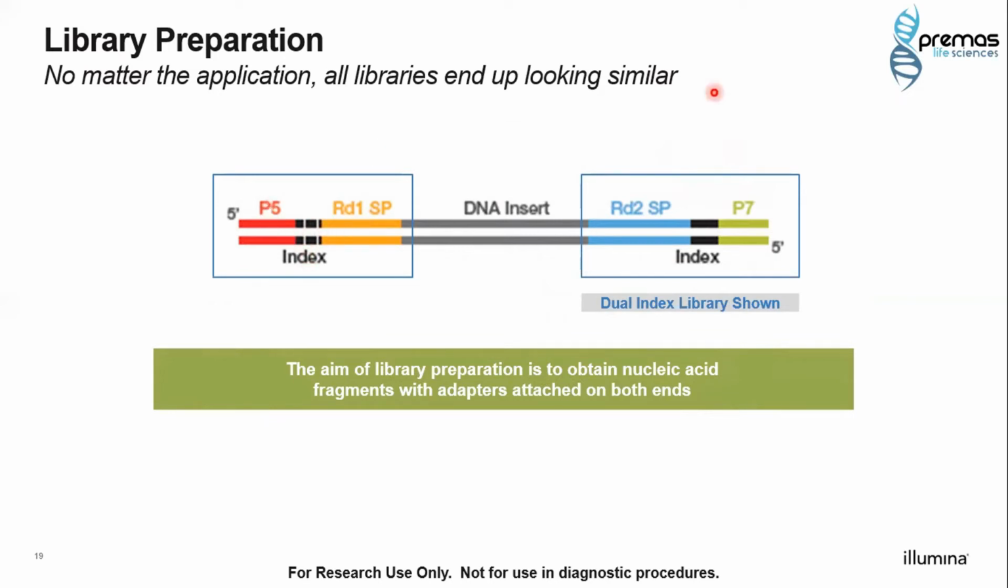Adapters P5 and P7 are universal adapters which are recognized by the sequencing platform which will be used for sequencing. Indices are the barcodes. It's basically the sample barcodes. When you do library preparation from different patients, you put a kind of barcode which will help to distinguish one sample from other samples when you do pooling of those samples.